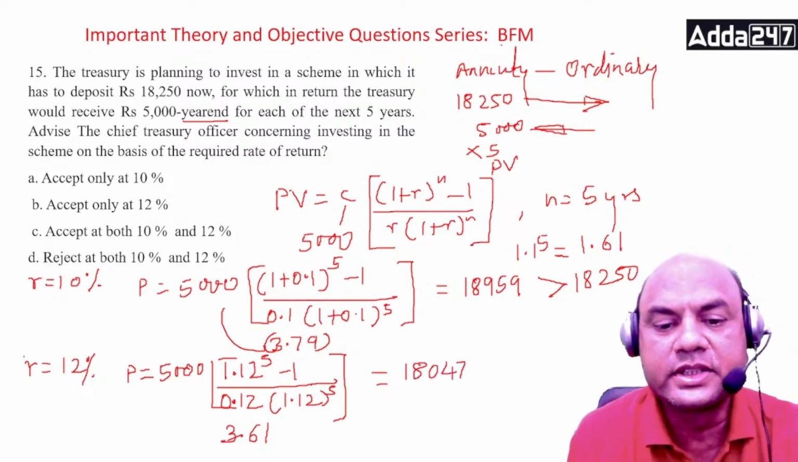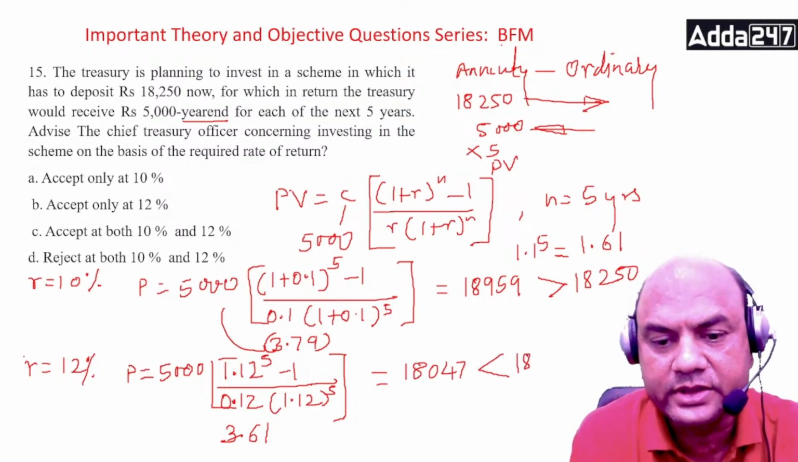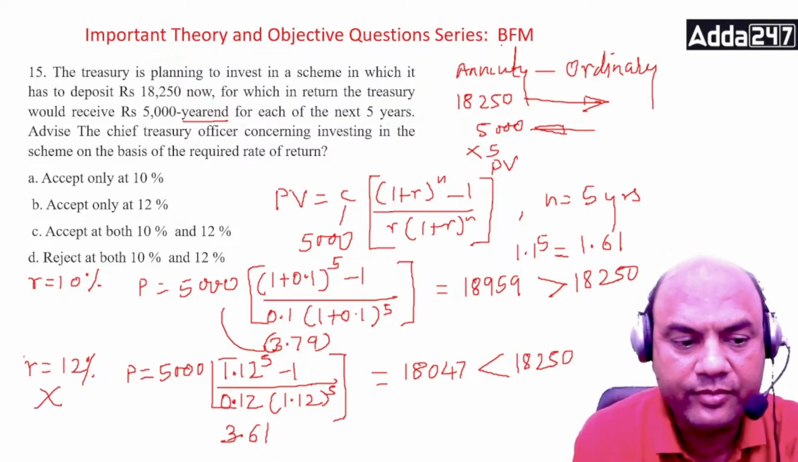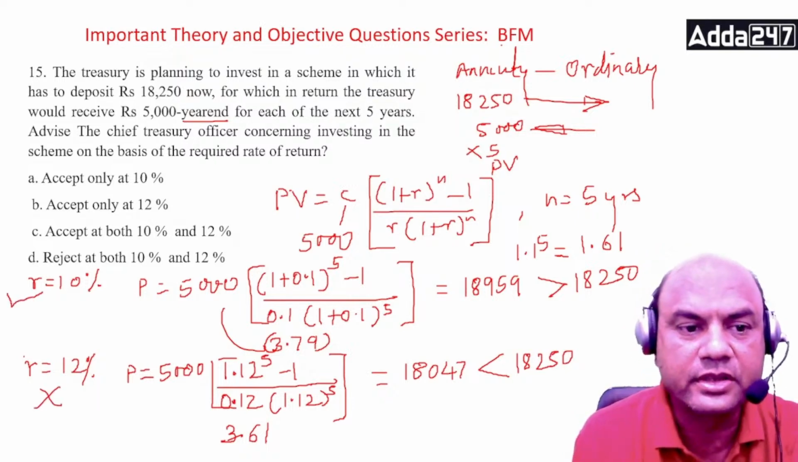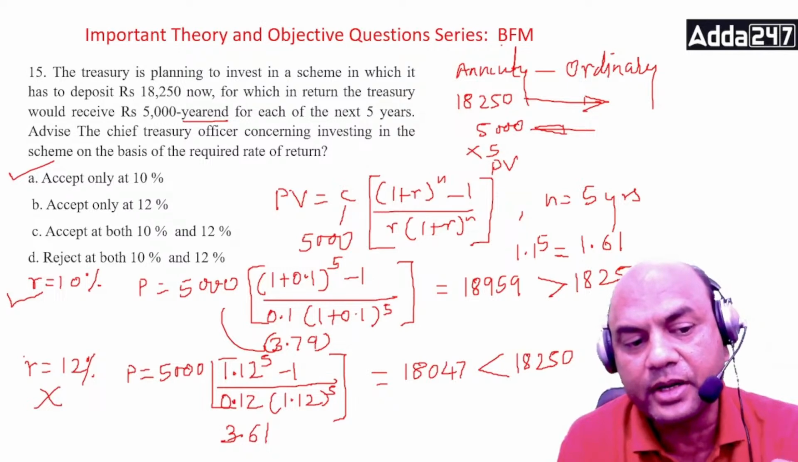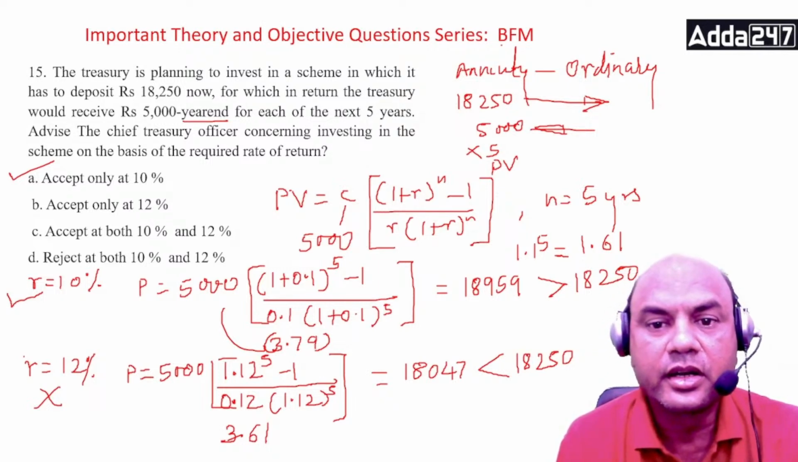18047. So is this greater than my investment? It is less than 18250, right? So I will not accept this. This will be rejected. I will accept this at 10%. So accept only at 10%. This is your answer. You cannot accept it at 12%. Everyone got this? How did we get it? Did you get the problem?